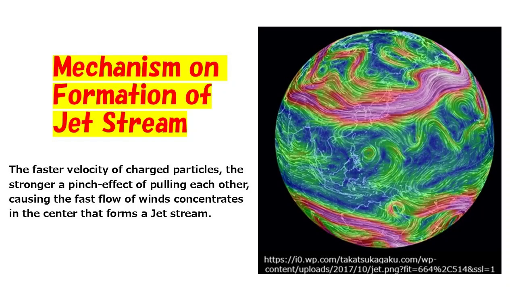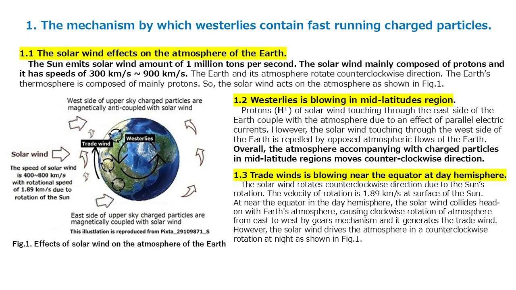Mechanism on formation of jet stream. The faster the velocity of charged particles, the stronger the pinch effect of pulling each other, causing the fast flow of winds to concentrate in the center, which forms a jet stream. The mechanism by which westerlies contain fast-running charged particles.